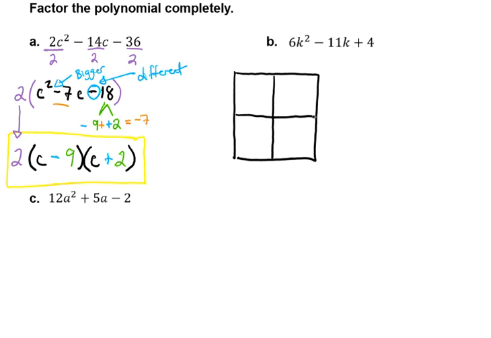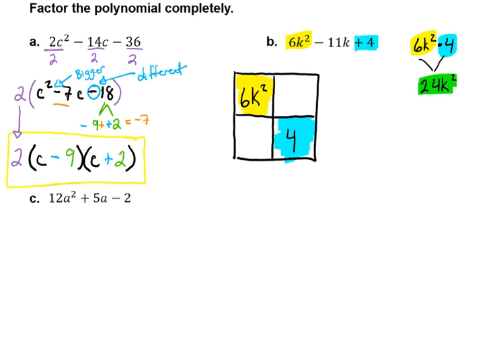What we're going to do is take the first thing in our equation and put it in the first box, and take the last thing and put it in the last box. So we're going to have a 6k squared there, and then our 4. We're going to take that 6k squared and multiply it by the 4, and that's going to give us 24k squared.